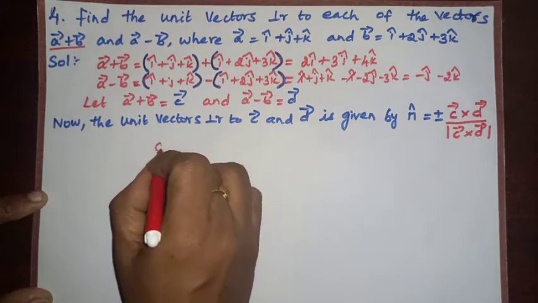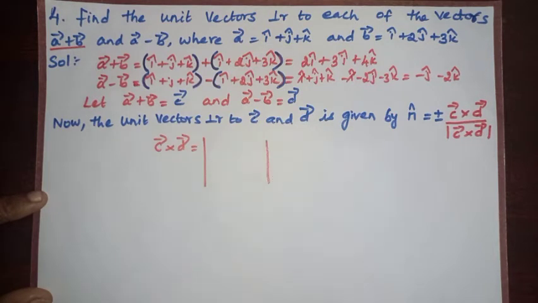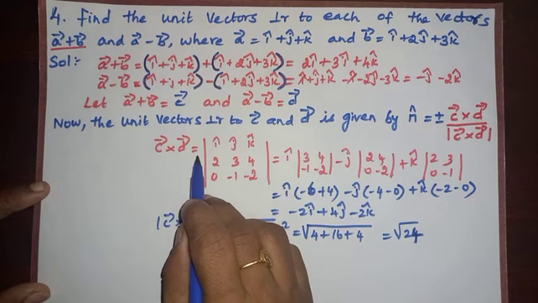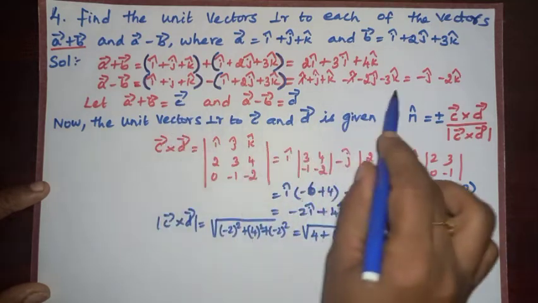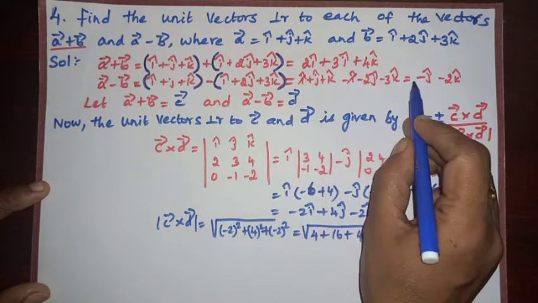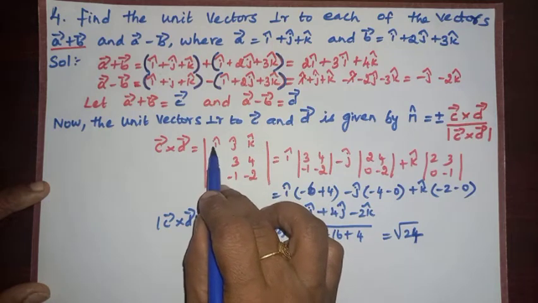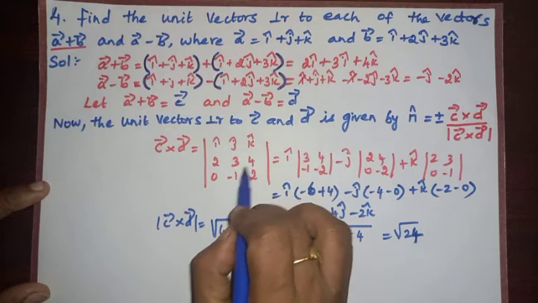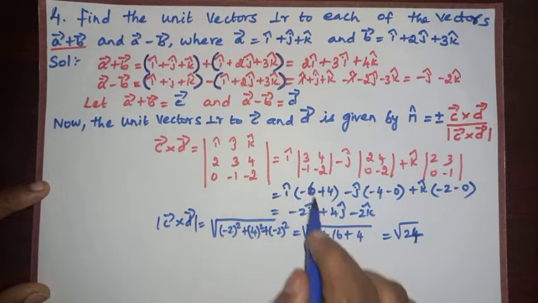So first we need to find C vector cross D vector. C vector cross D vector is equal to i, j, k. C vector is 2, 3, 4. D vector is 0, minus 1, minus 2. So expanding along R1: i, 3, 4, minus 1, minus 2, minus j, 2, 4, 0, minus 2, plus k, 2, 3, 0, minus 1.